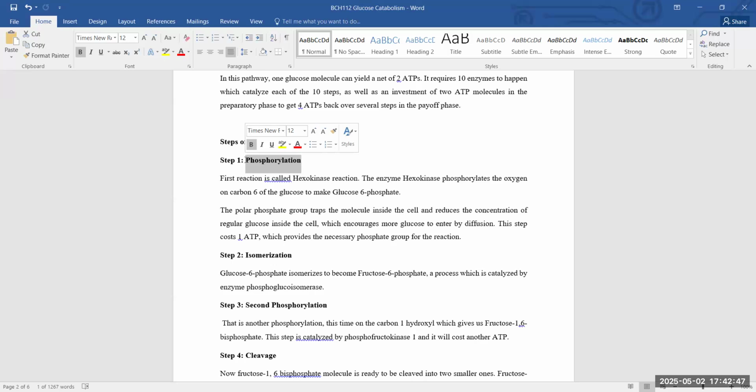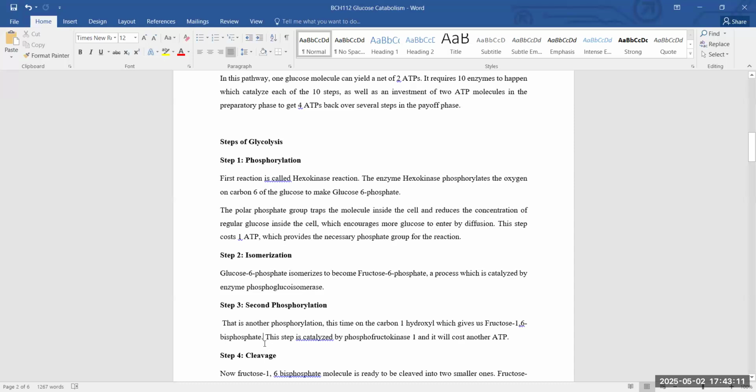Step 2 is the isomerization reaction, and that's exactly what happens. Step 3 is the second phosphorylation. Anyway, no need of saying first, because it's the very first reaction. In reaction number 3, where we use the second ATP, it is also the second phosphorylation.